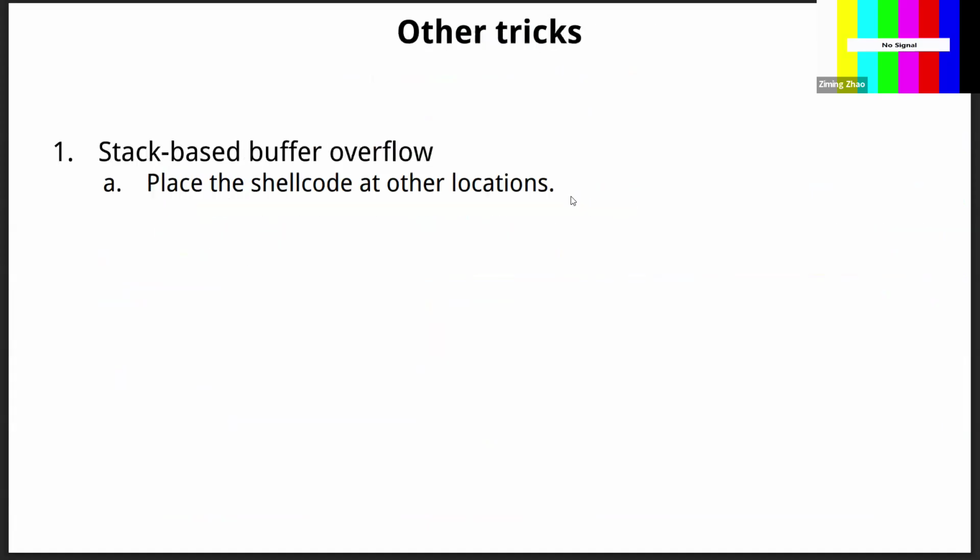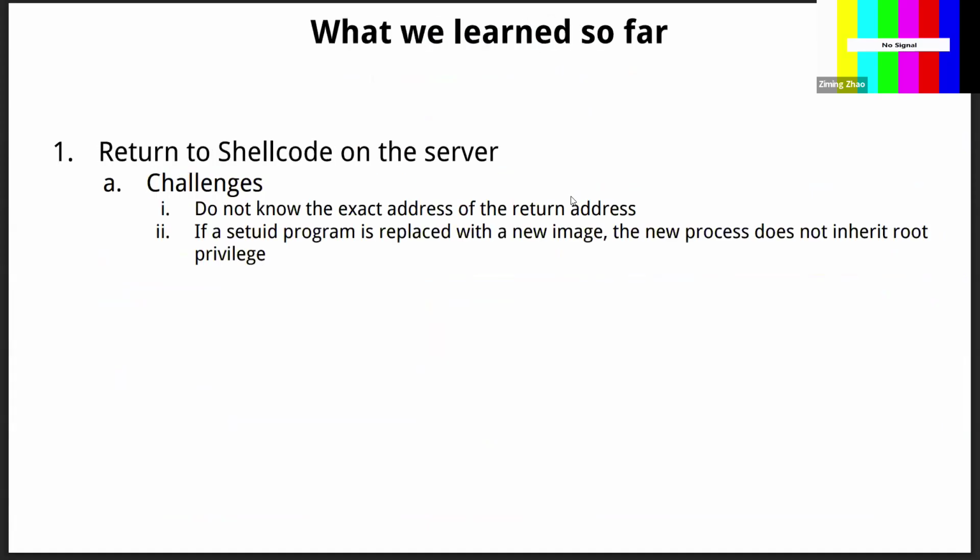Okay, so what have we learned so far? There is a buffer overflow. We can overflow the return address, so we can return to wherever we want. Then we try to inject some code into the address space, and then we return to our code. So this is also called the code injection attack.